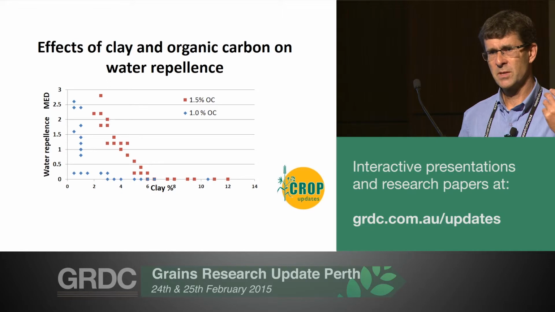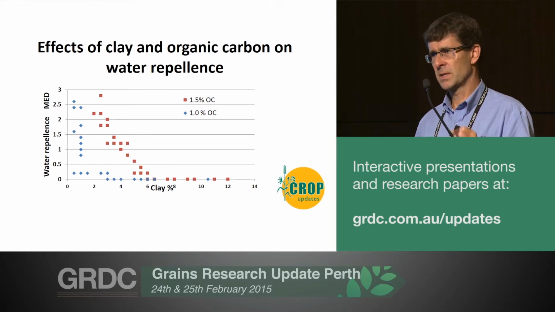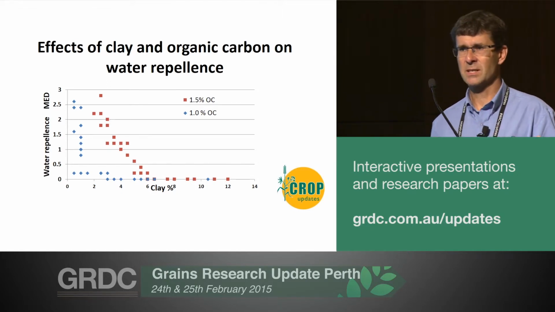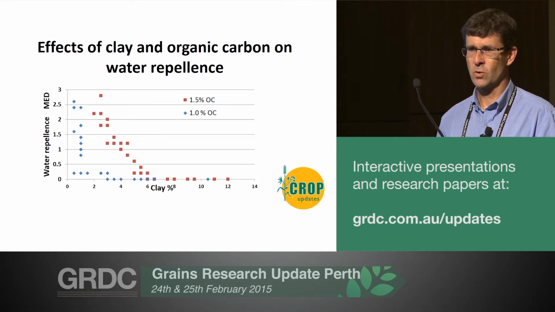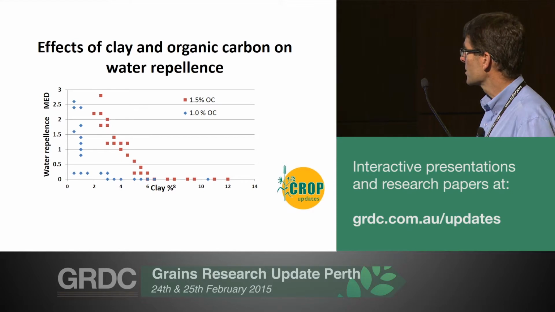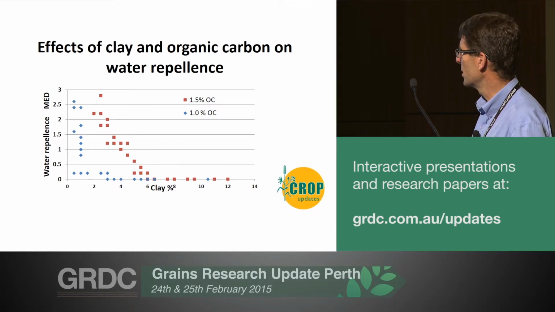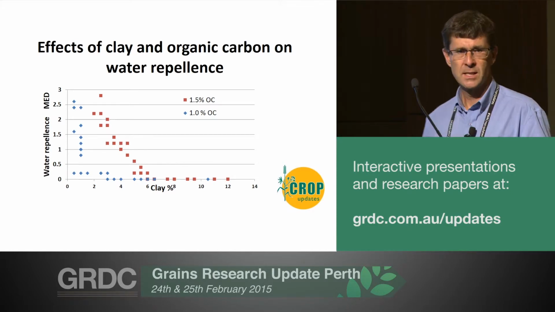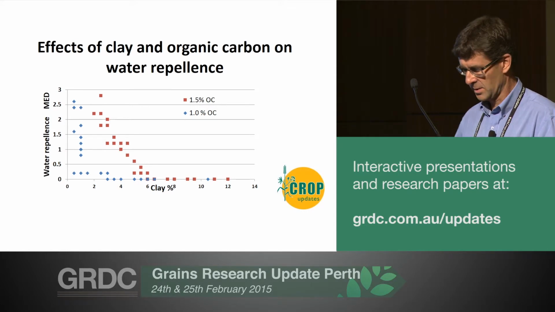We also know that some of the soils around Narrogin, which probably have about 19% clay, can also be highly water repellent, given that they have very high organic carbon levels. So you can imagine that there's a series of curves running through here, depending on the carbon levels of the soils.